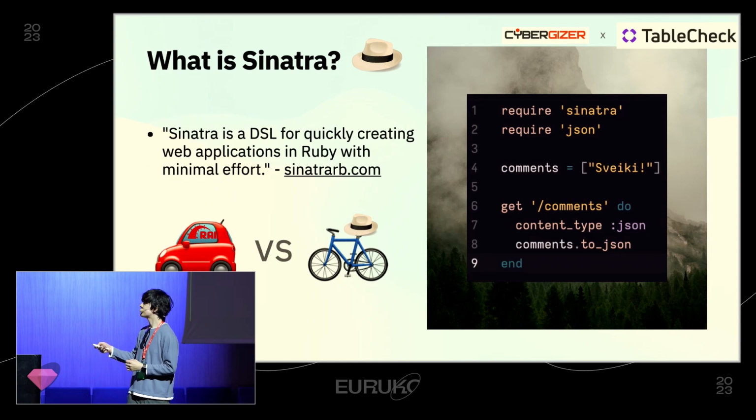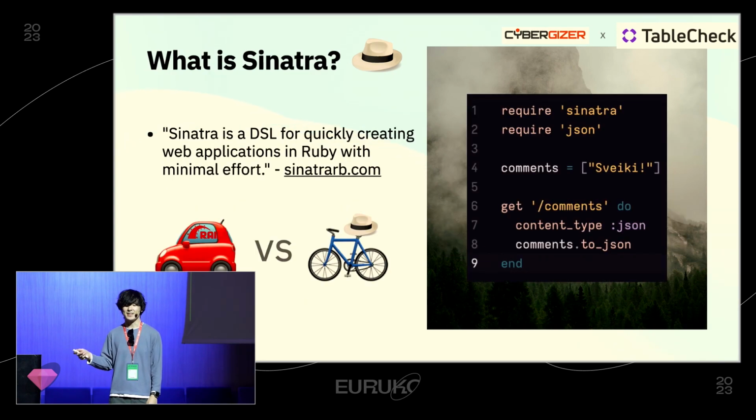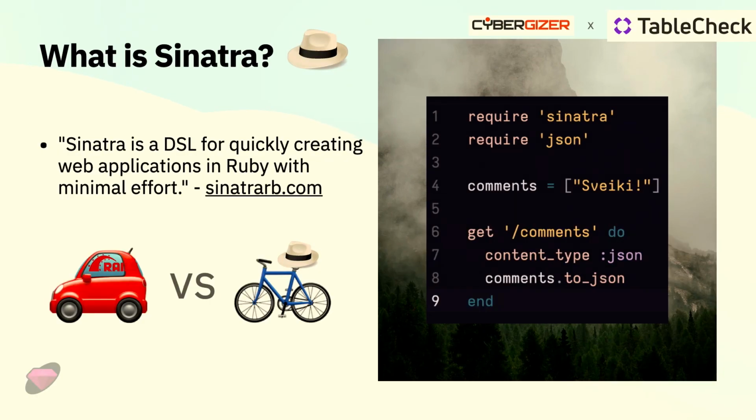OK, so what is SINATRA? If you don't know what SINATRA is, it's basically a DSL for creating web applications with minimal effort. On the right, you can see the hello world of what we're going to be building today. I would like to liken Rails to a car and SINATRA to a bicycle. You can get a lot of use out of a bicycle, but eventually you're probably going to need to trade it for a car.